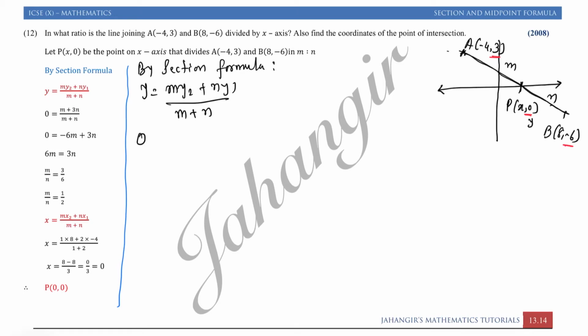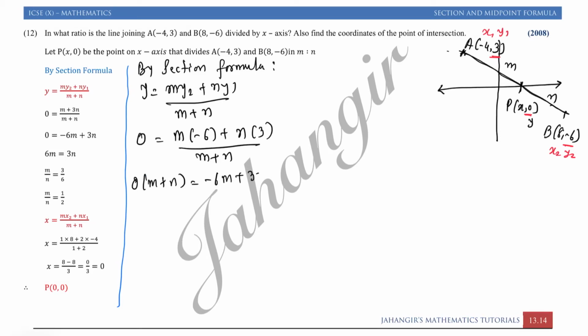This is y. I can write here x1 y1, x2 y2. 0 is equal to m into y2, that is minus 6, plus n into 3, upon m plus n. So 0 into (m plus n) is equal to minus 6m plus 3n. 0 is equal to minus 6m plus 3n. So you can shift 6m over here. 6m is equal to 3n. So therefore m upon n is equal to 3 by 6, that is 1 by 2.